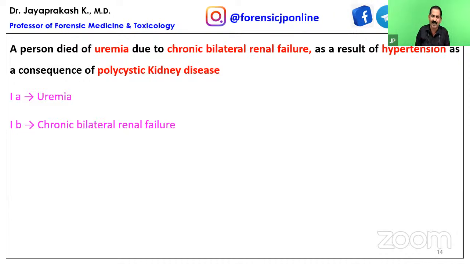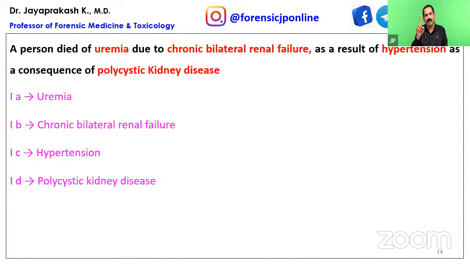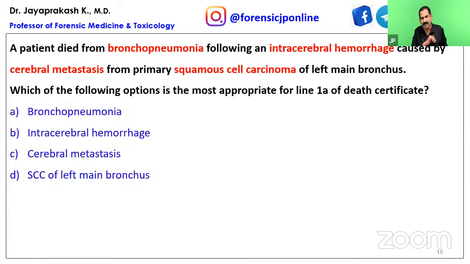1C. Some are telling hypertension. They're all in hypertension, sir. Automatically, 1D should be polycystic kidney disease. Originally he suffered from polycystic kidney disease, which has given rise to hypertension. Hypertension has given rise to chronic bilateral renal failure. That has given rise to uremia. Okay.